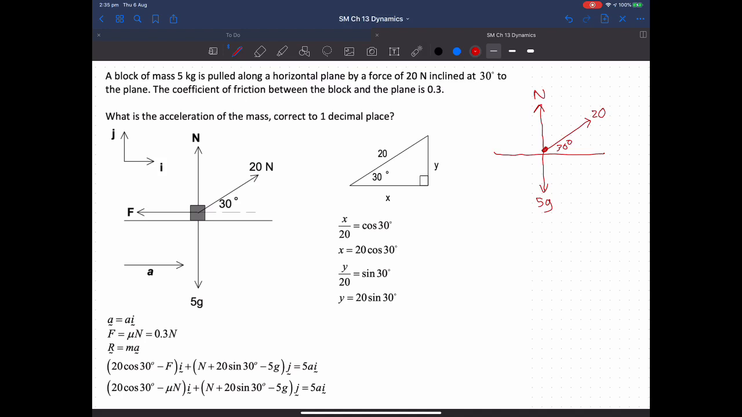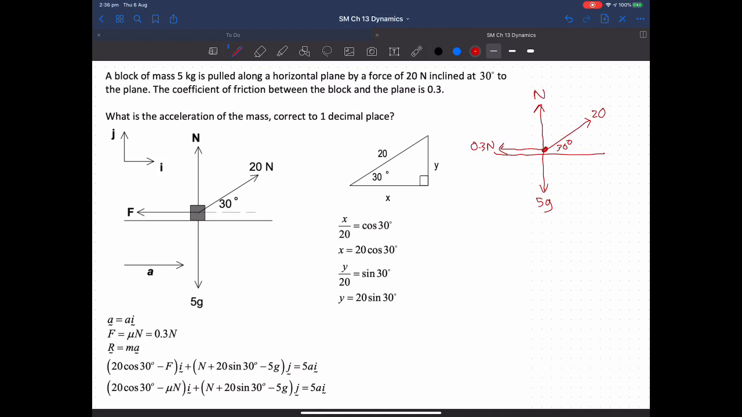The next thing I know is that if I'm pulling it across to the right of my screen, then friction is operating in the opposite direction. We know friction is equal to the coefficient of friction times the normal reaction, and in this example we're told the coefficient of friction is 0.3. So we have 0.3 N. Okay, so what can we do?